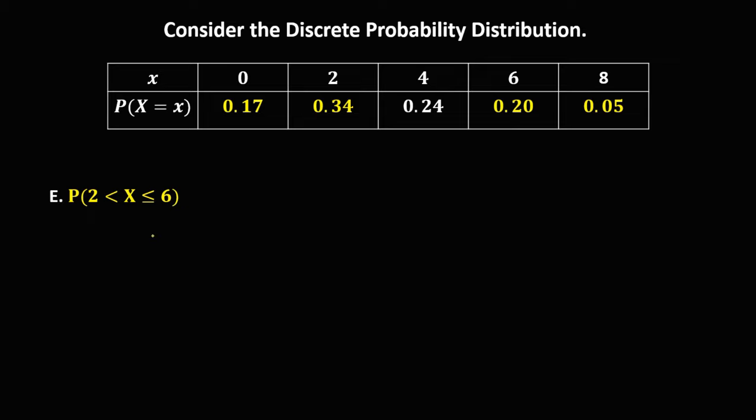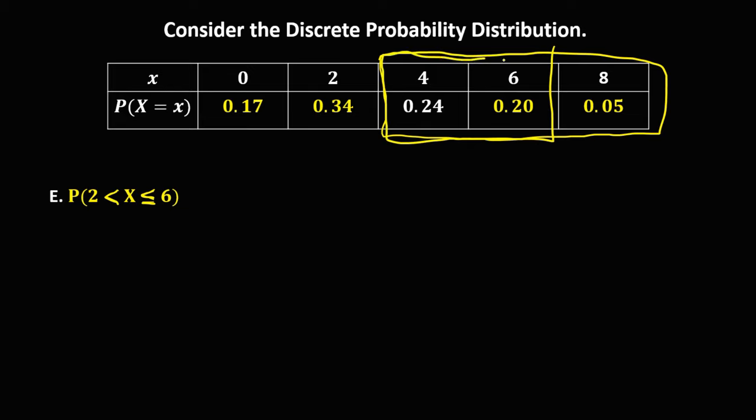Then for this given, the random variable x is greater than 2 but less than or equal to 6. Since greater than 2 and less than or equal to 6, these are the probabilities. So we have 0.24 plus 0.20. So the probability is 0.44.